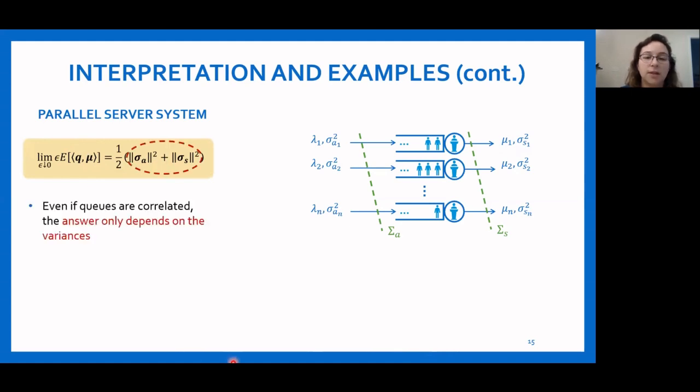The first observation is that we only have variances in the answer, not correlation, even though the arrivals are correlated. And if we have independent queues or correlated queues, the result is the same. And also if we have a single queue, this recovers Kingman's bound.